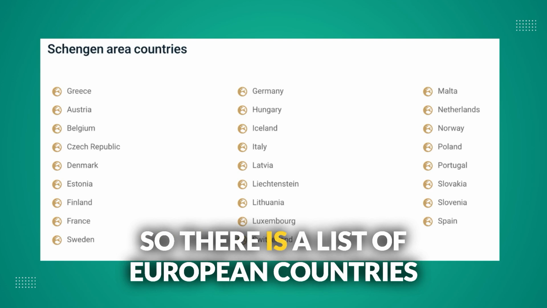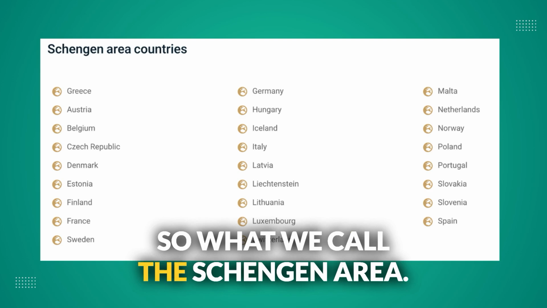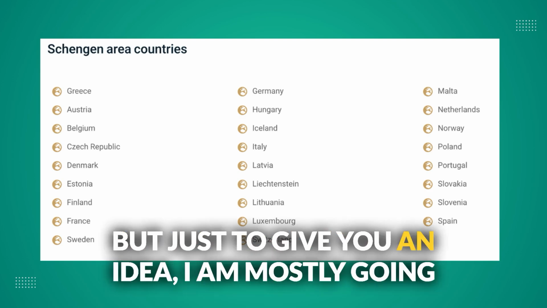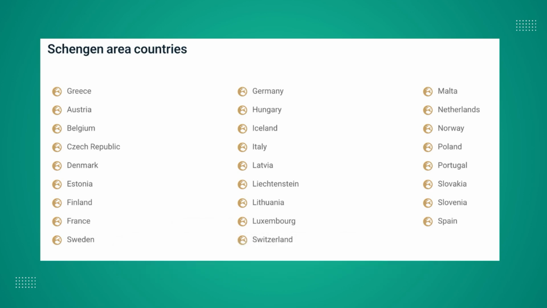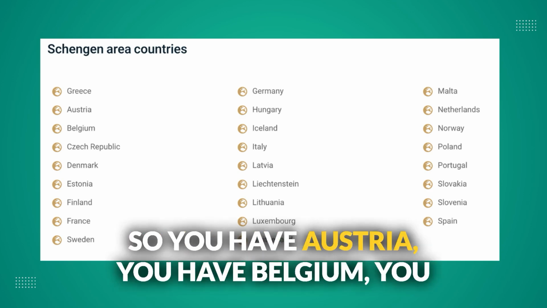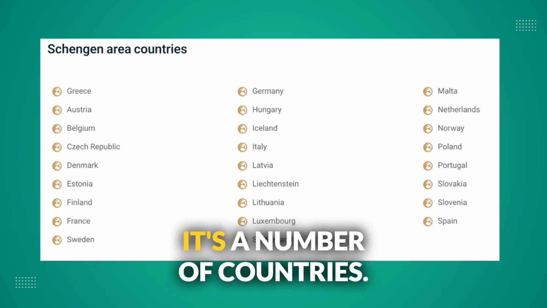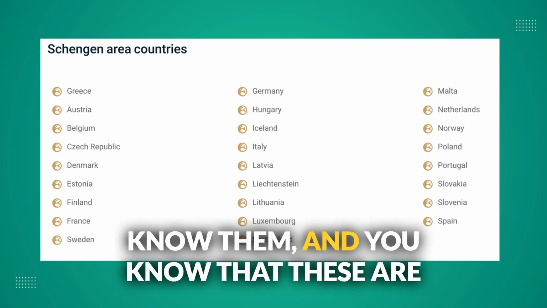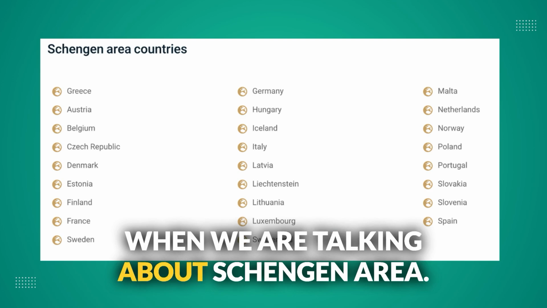So there is a list of European countries that are part of the Schengen area. I am not going to call all of them because it's a lot of them, but just to give you an idea, I am mostly going to talk about Austria today because you guys know that I'm currently living in Austria. So you have Austria, you have Belgium, you have Czech Republic, you have Germany, and it's a number of countries. I'll put them on the screen for you so you know that these are the countries that we're talking about when we are talking about Schengen area.